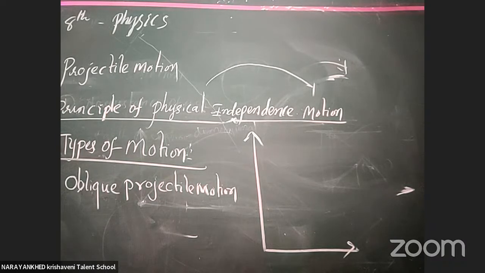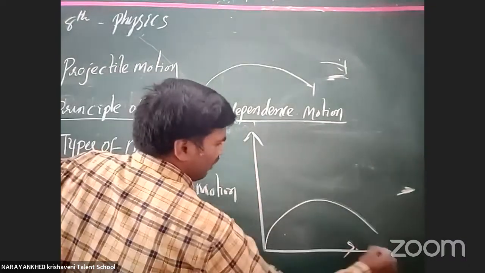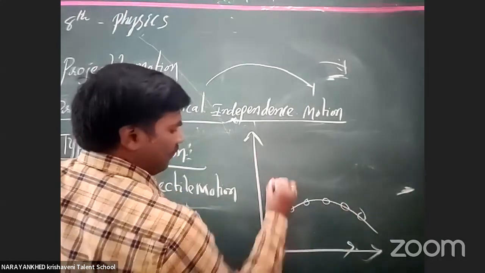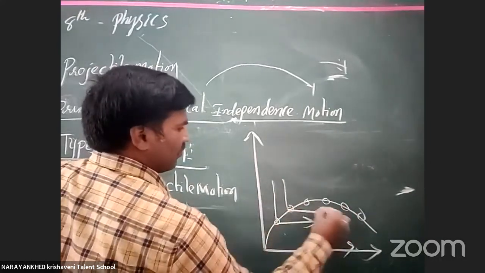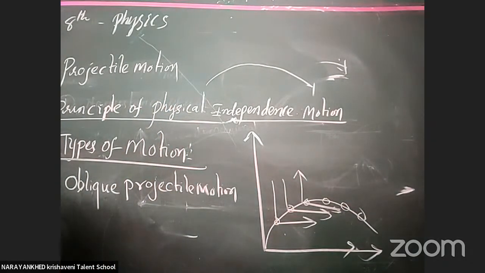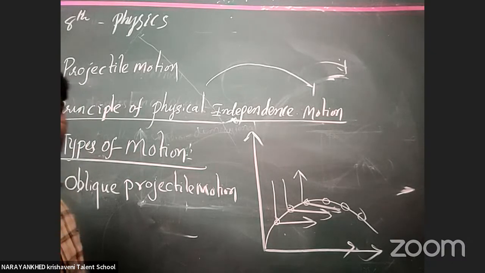Now, horizontal projectile motion. It will be moving, depending simply on the two oblique components. These components together are called oblique projectile motion. Along the x-axis, whatever the horizontal component is, it makes exactly 90 degrees with the vertical component. That is called oblique projectile motion.